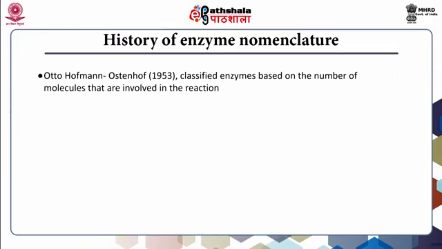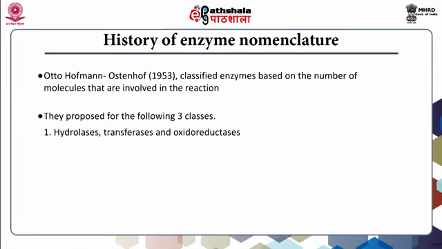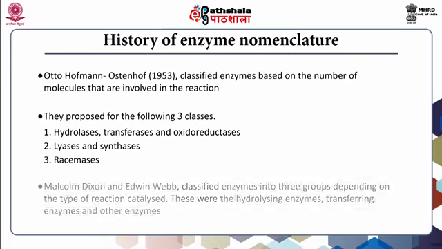Otto Hofmann-Ostenhof classified enzymes based on the number of molecules involved in the reaction in the year 1953. They proposed three classes: first, hydrolases, transferases and oxidoreductases; the second is lyases and synthases; the third is racemases. Malcolm Dixon and Edwin Webb classified enzymes into three groups depending on the type of reaction catalyzed. These were the hydrolyzing enzymes, transferring enzymes, and other enzymes.